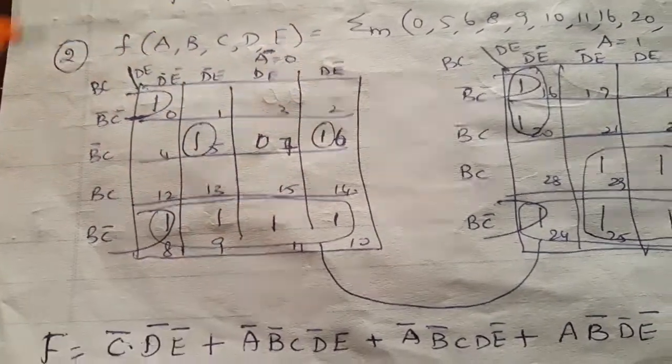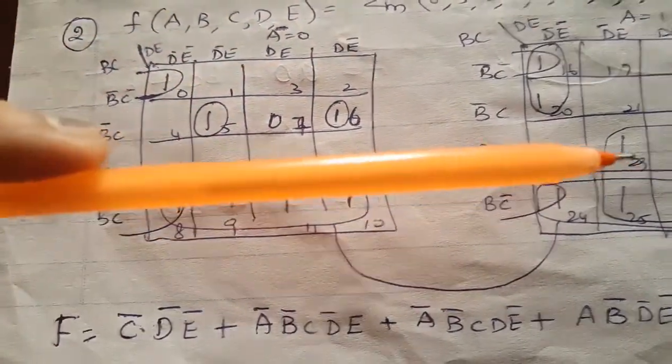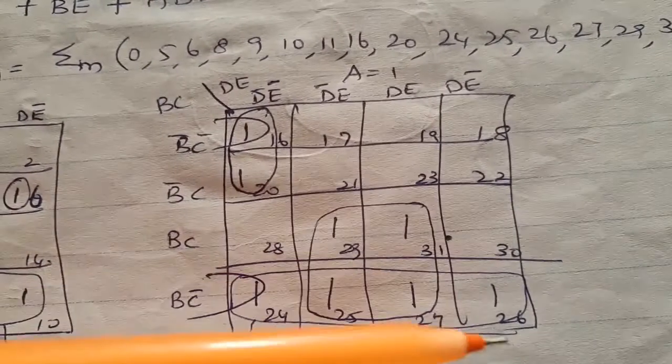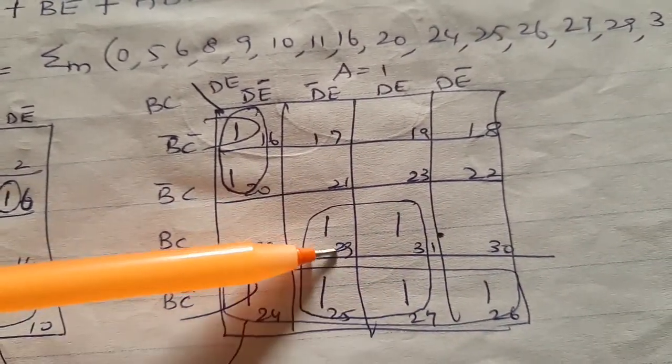So f is equal to, again, these are the minterms given. Now do the same 4 variable mapping, 0 to 15. From 16 onwards, the next to 31, you will have this mapping. So we'll start with A bar, then A is equal to 1. Now we map 0, 5, 6, 8, 9, 10, 11. Now coming to your next: 16, 20, 24, 25, 26, 27, 29, 31.